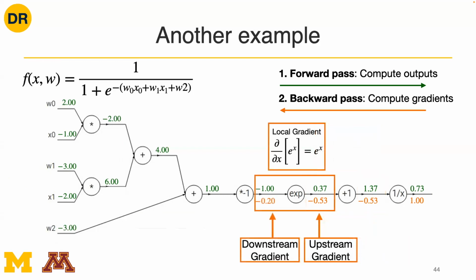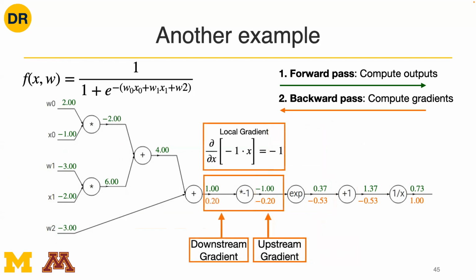The e to the x function is a little more interesting in that the derivative of e to the x is just e to the x. So if you take e to the power of negative 1, because the input value for this portion of the computational graph is negative 1, and multiply that by the negative 0.53 upstream gradient, you'll get negative 0.2. I think it's really negative 0.198, something. It's a floating point, so it keeps going. But then you would keep going backward with this process all the way through the computational graph.